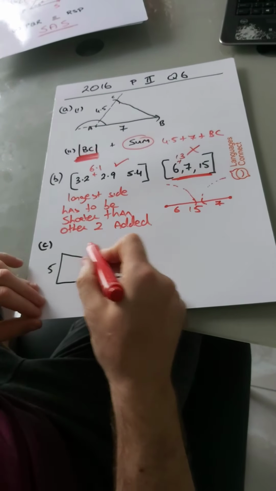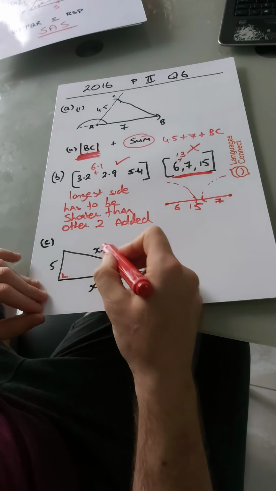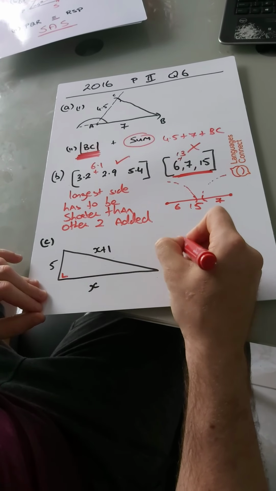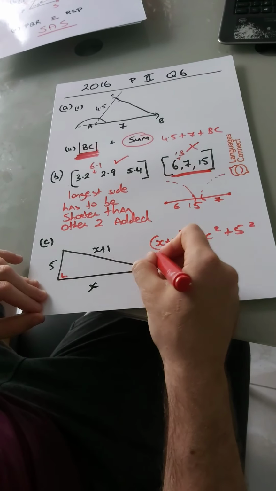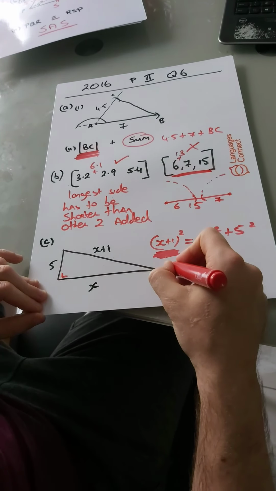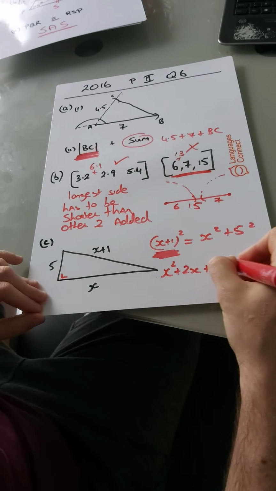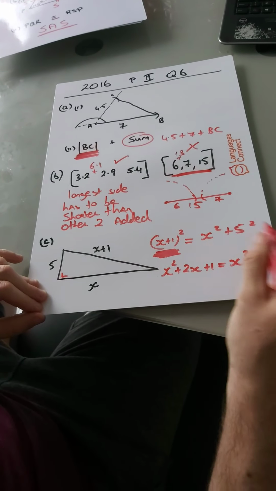Finally, it asks us to use Pythagoras' theorem because it tells us it's a right angle triangle. I can always use Pythagoras' theorem because x is the only unknown here. So x plus 1 squared is equal to x squared plus 5 squared. Don't forget now, multiply this out properly using the array method. You end up with x squared plus 2x plus 1 is equal to x squared plus 25. Okay. Bring everything to one side.